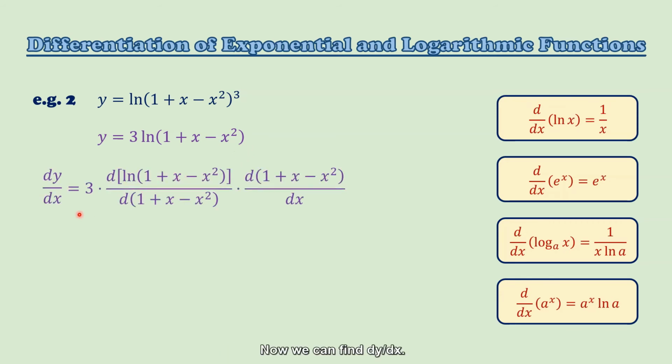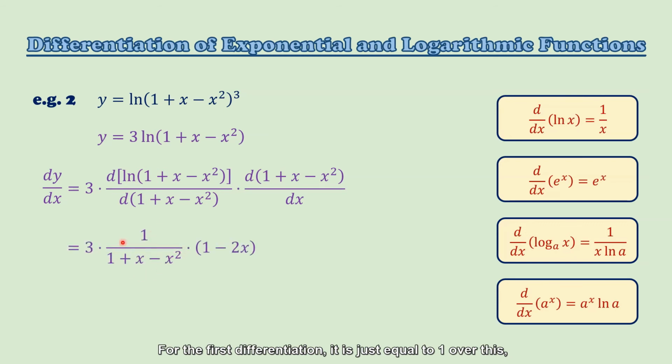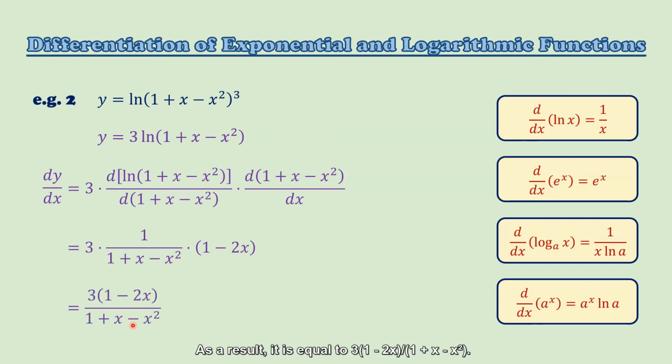Now we can find dy dx. As this 3 is a constant, we can just take it out. And then to differentiate this natural log, we should apply the chain rule. For the first differentiation, it is just equal to 1 over this. And then for the second differentiation, it is equal to 1 minus 2x. As a result, it is equal to 3 times 1 minus 2x over 1 plus x minus x squared.